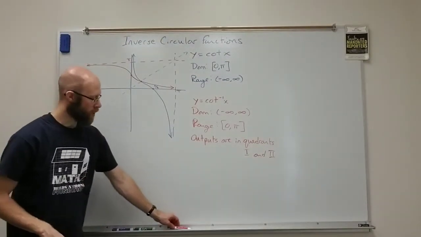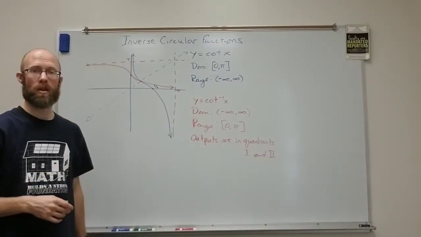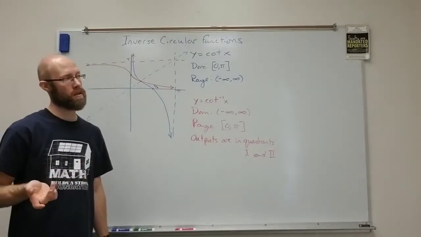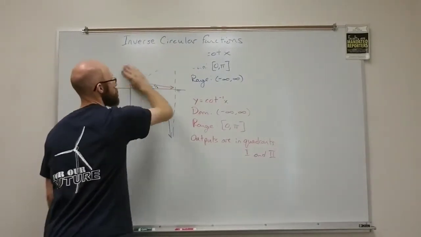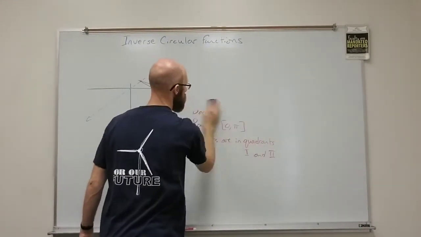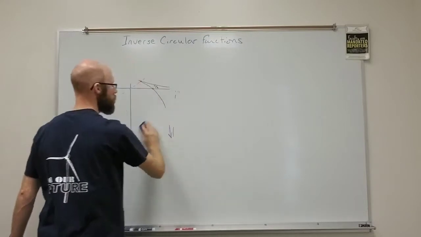Okay, so that's the cotangent. Now let's look at the... which one? Let's go with the cosecant and then the secant. So just draw these up very briefly, then we'll do a few examples in the next video.